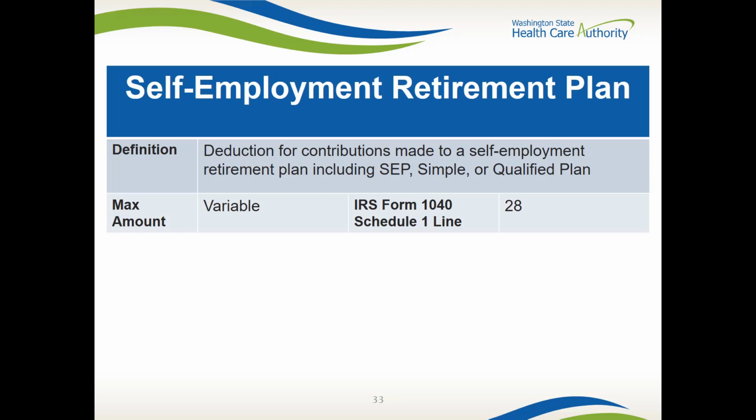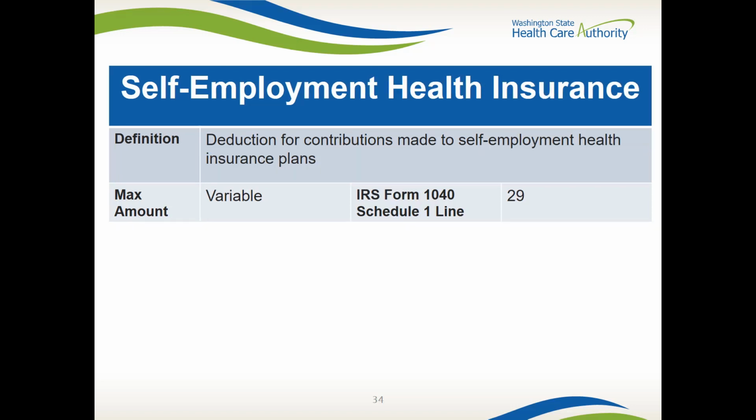Self-employment retirement plan. This deduction is for contributions made to a self-employment retirement plan, including SEP, SIMPLE, or qualified plans. Currently, the deduction amount for a self-employment retirement plan is variable and claimed on line 28 of Schedule 1. Self-employment health insurance. This deduction is for contributions made to self-employment health insurance plans. Currently, the deduction amount for self-employment health insurance is variable and claimed on line 29 of Schedule 1.